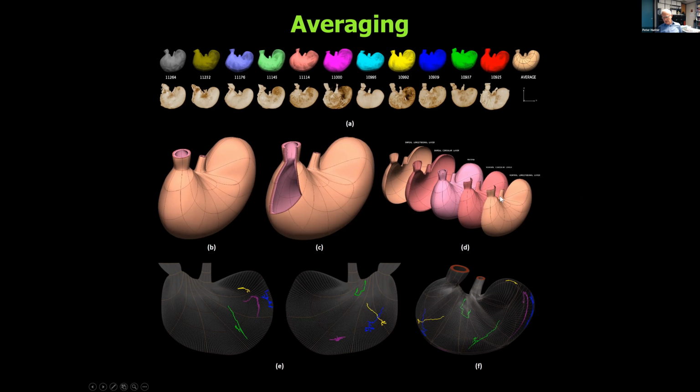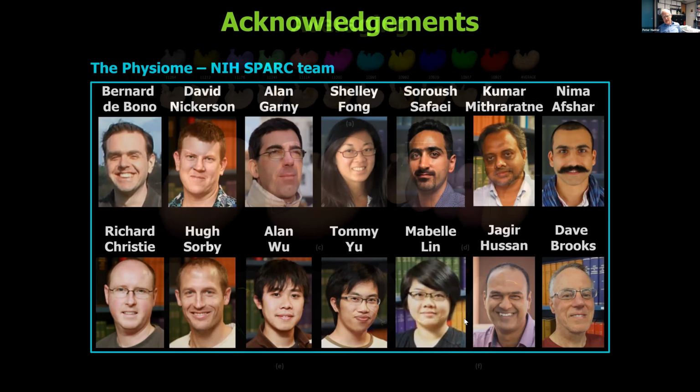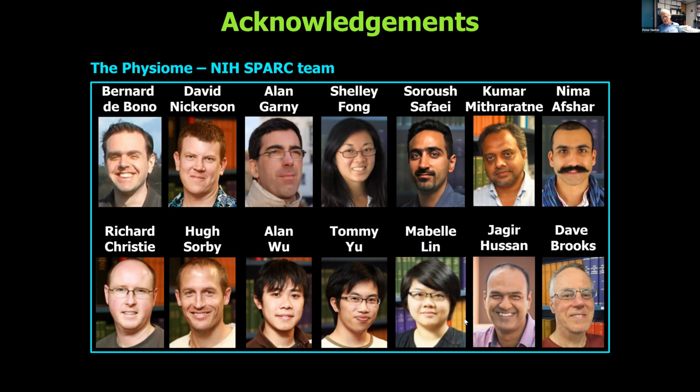This is just showing an exploded view of it to show the different layers that are important for the autonomic system. And then just displaying some of the traced neural pathways, just a few of the neural pathways traced onto this average stomach. And I'll finish there.